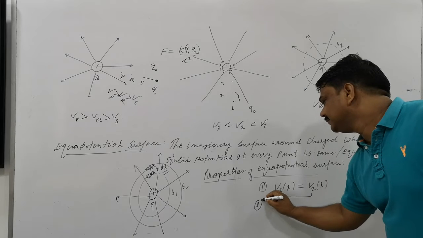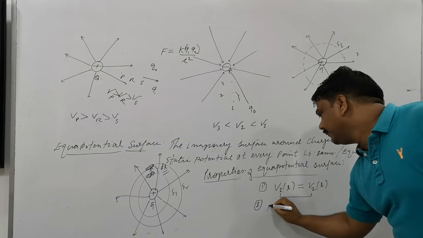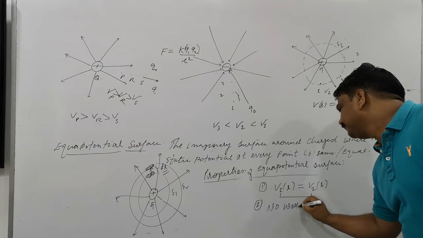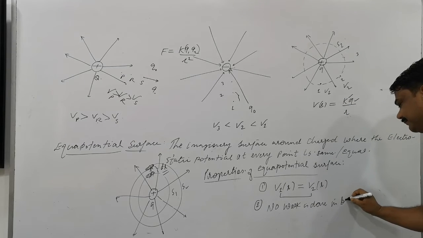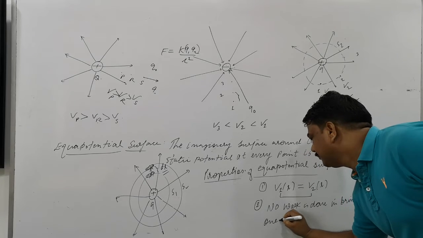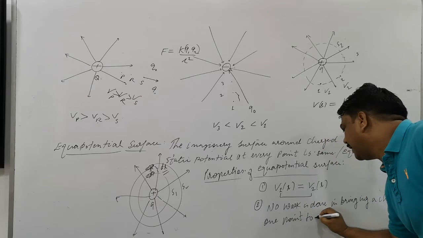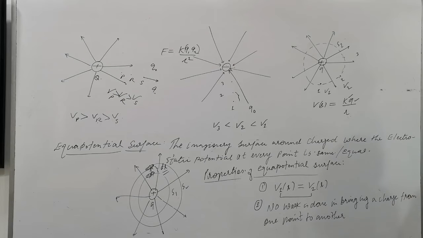Second, the work needed to be done here is 0. No work is done in bringing a charge from one point to another. If we bring a point charge, suppose, from one point to another on an equipotential surface, no work will be done here. Why? It's very simple.